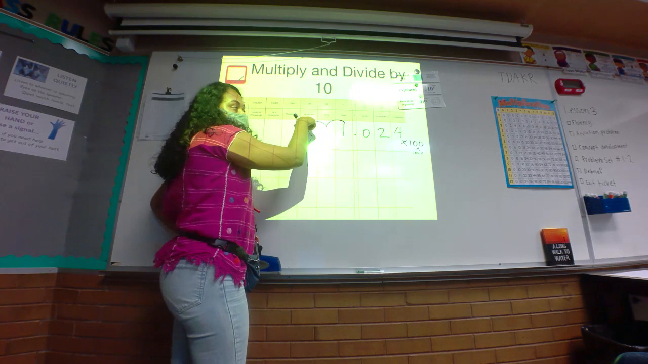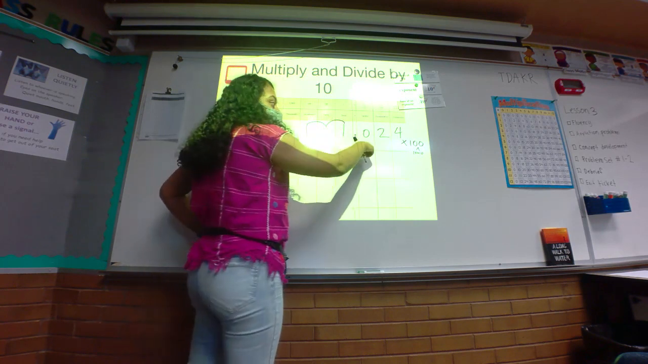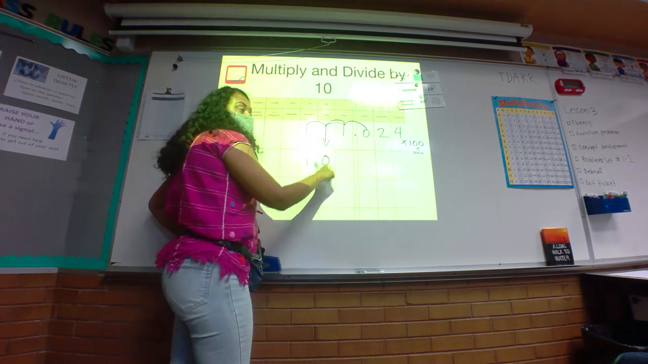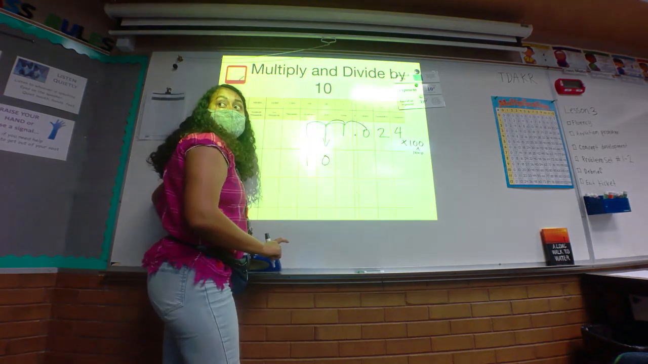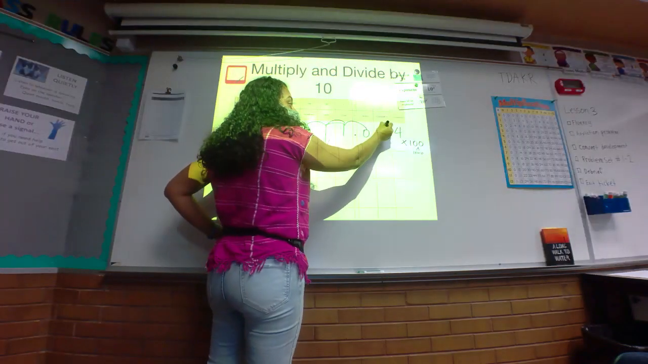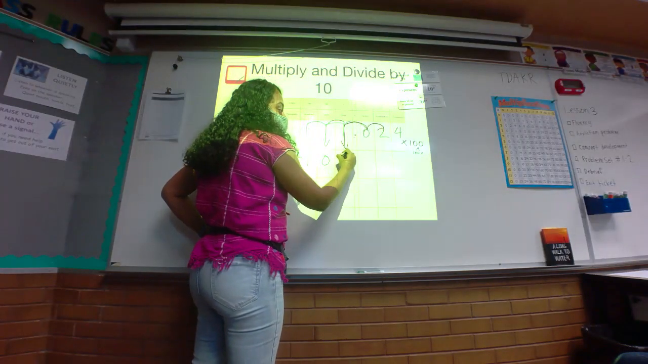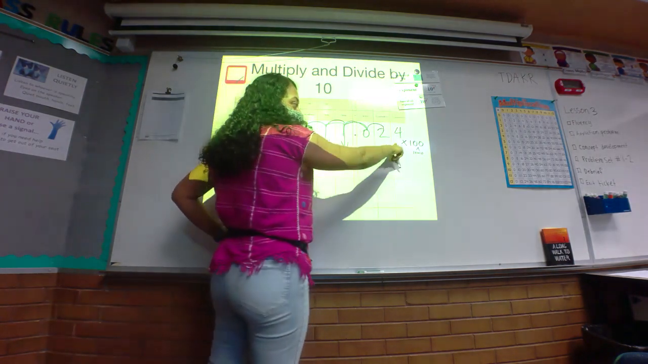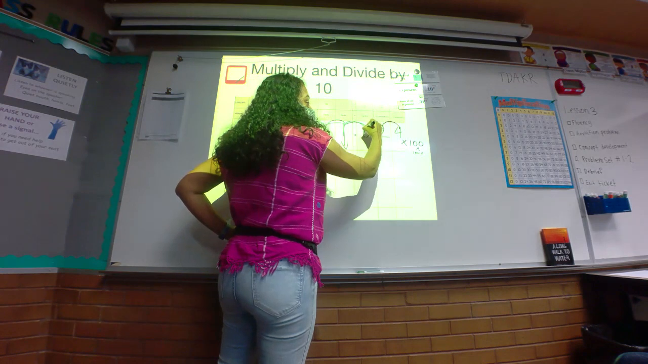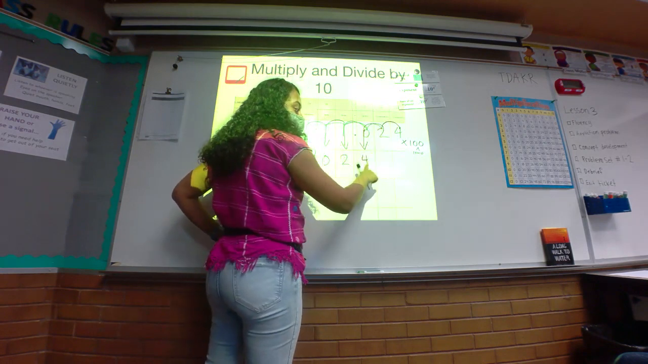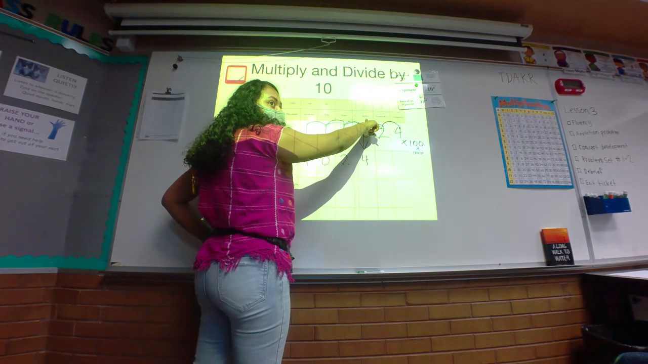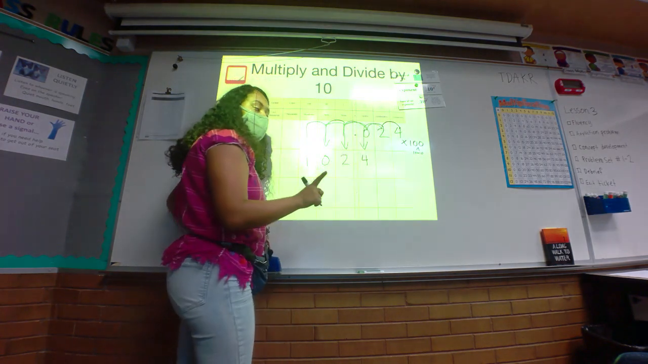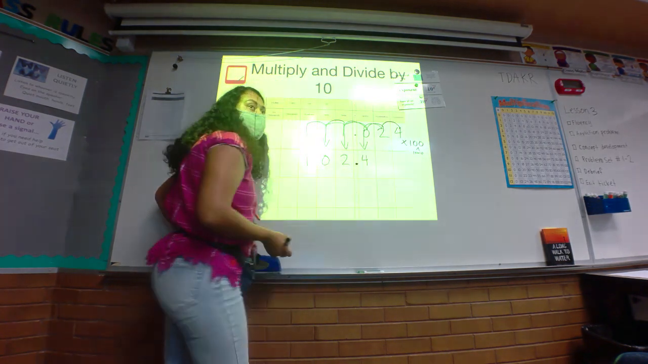Now we have 100. Next one. 1, 2, drop it down. 0 tens. 1, 2, drop it down. 2 ones. Next one. 1, 2, drop it down, 4 tenths. If you write it like this, but you do not put your decimal, your answer is incorrect. You have to put your decimal.